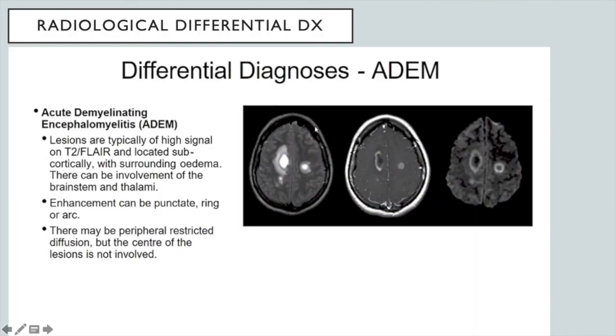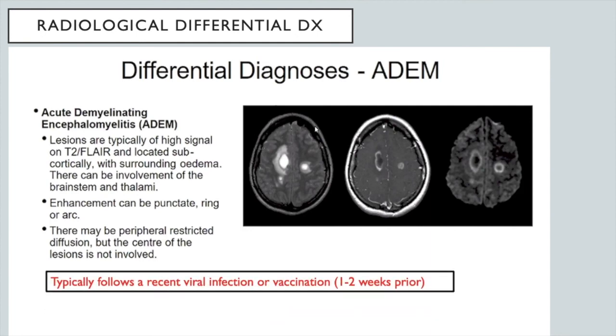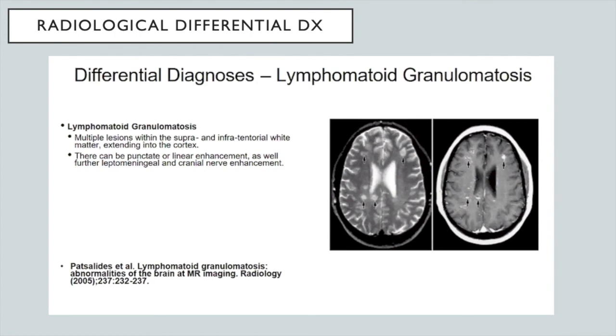As for the radiological differential diagnosis, I put out two. First is acute disseminated encephalomyelitis, or what we call in short ADEM. It's a condition that typically follows a recent history of viral infection or vaccination, usually occurring 1 to 2 weeks prior to the onset of symptoms. As for the radiological features, usually you can find lesions of high signal intensity on T2 FLAIR sequence, usually in a subcortical distribution with surrounding edema. In some of the cases, there will be involvement of the brainstem and thalami, and some with enhancement or peripheral restricted diffusion.